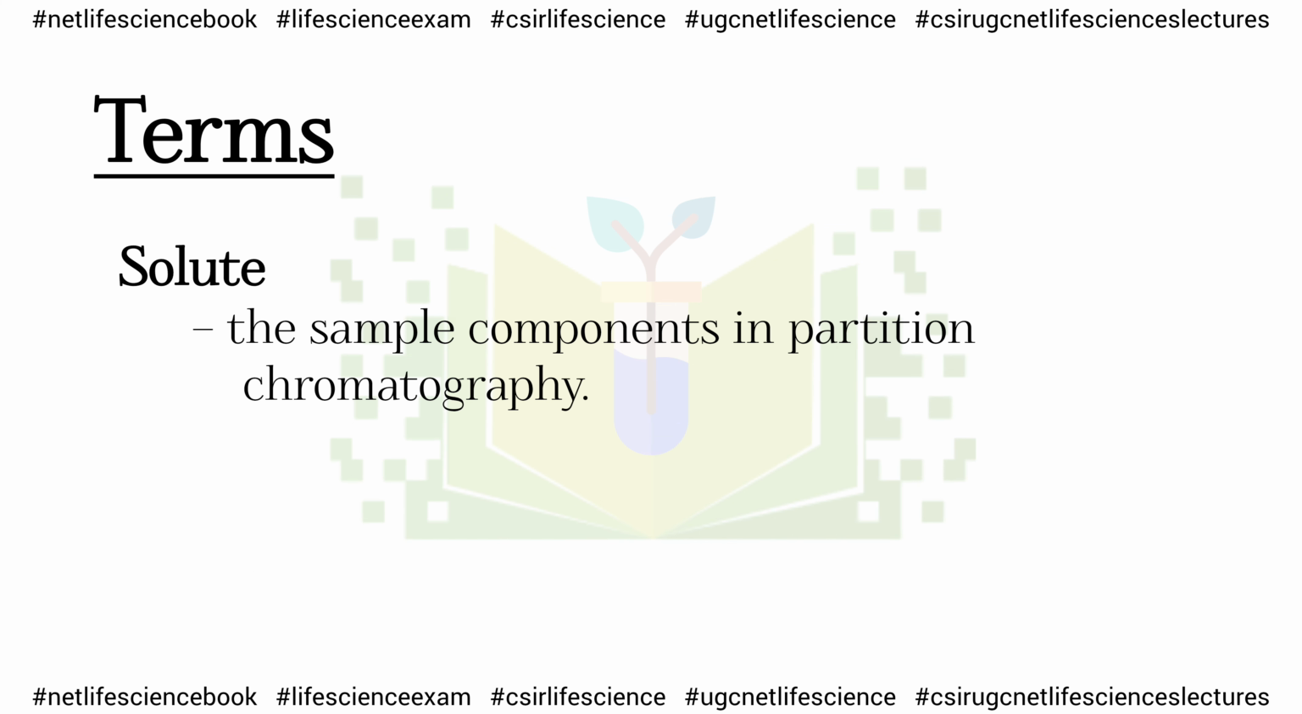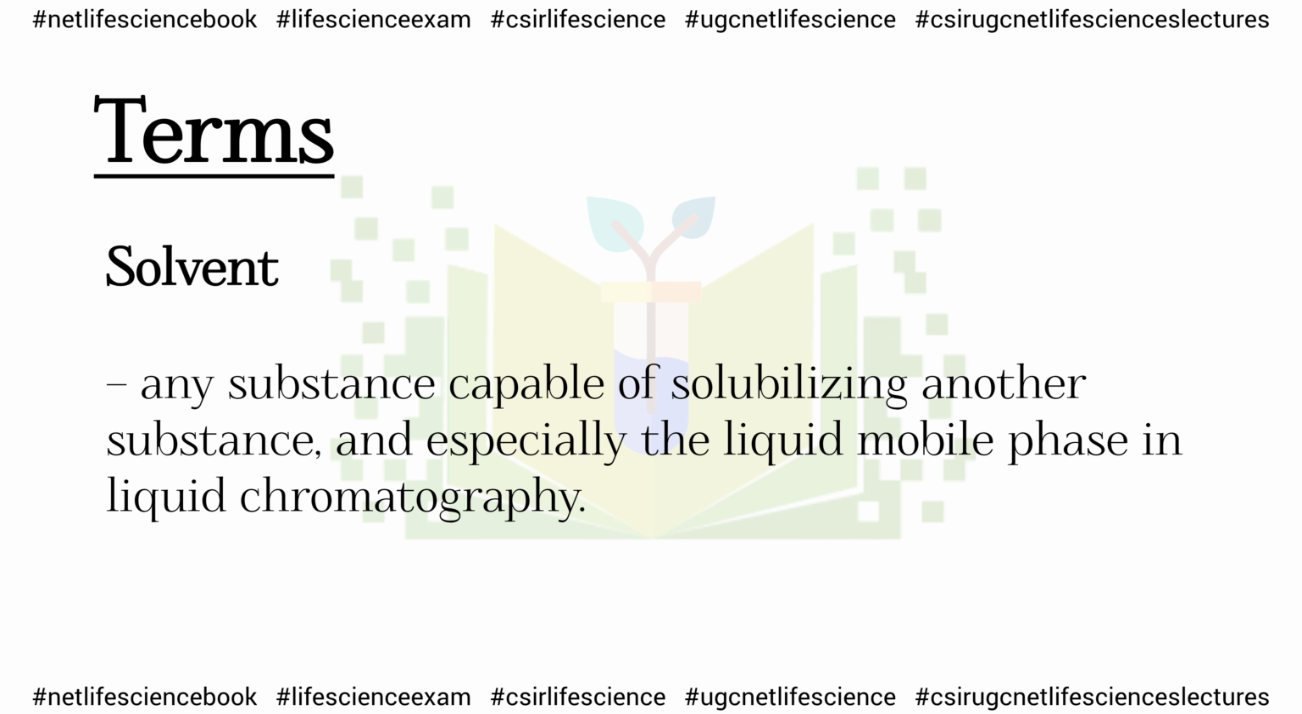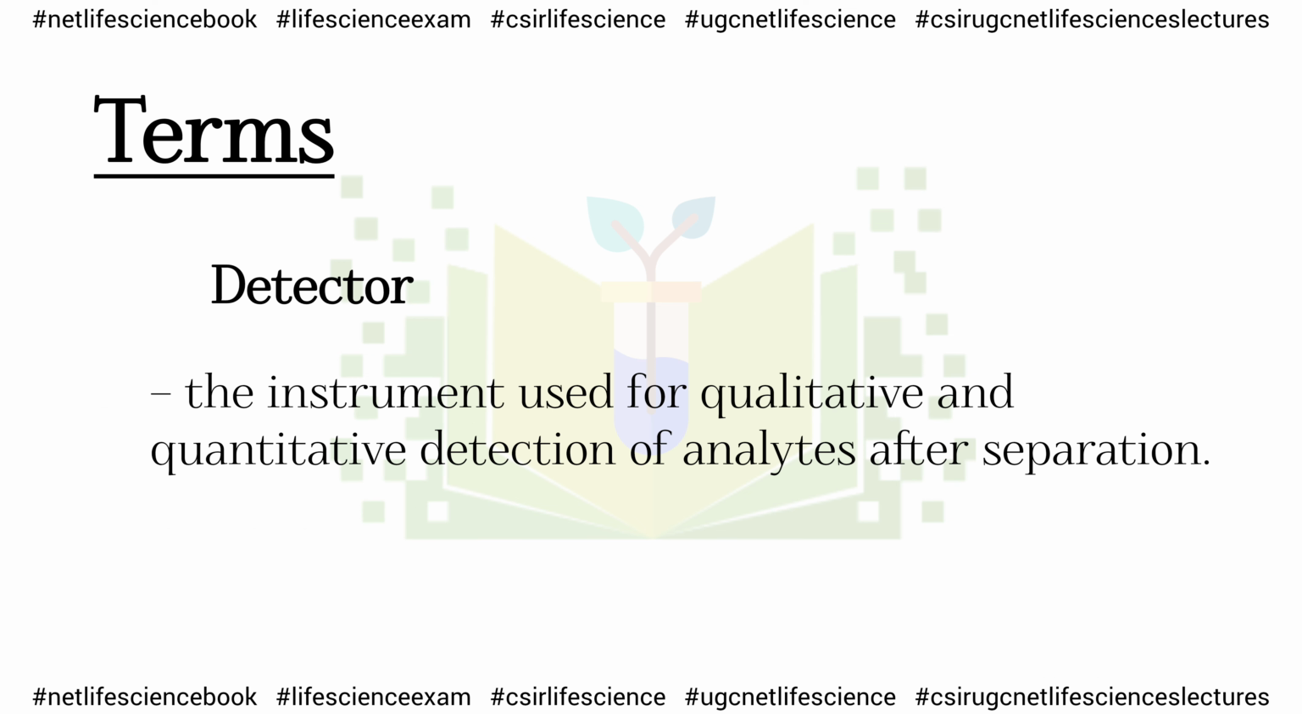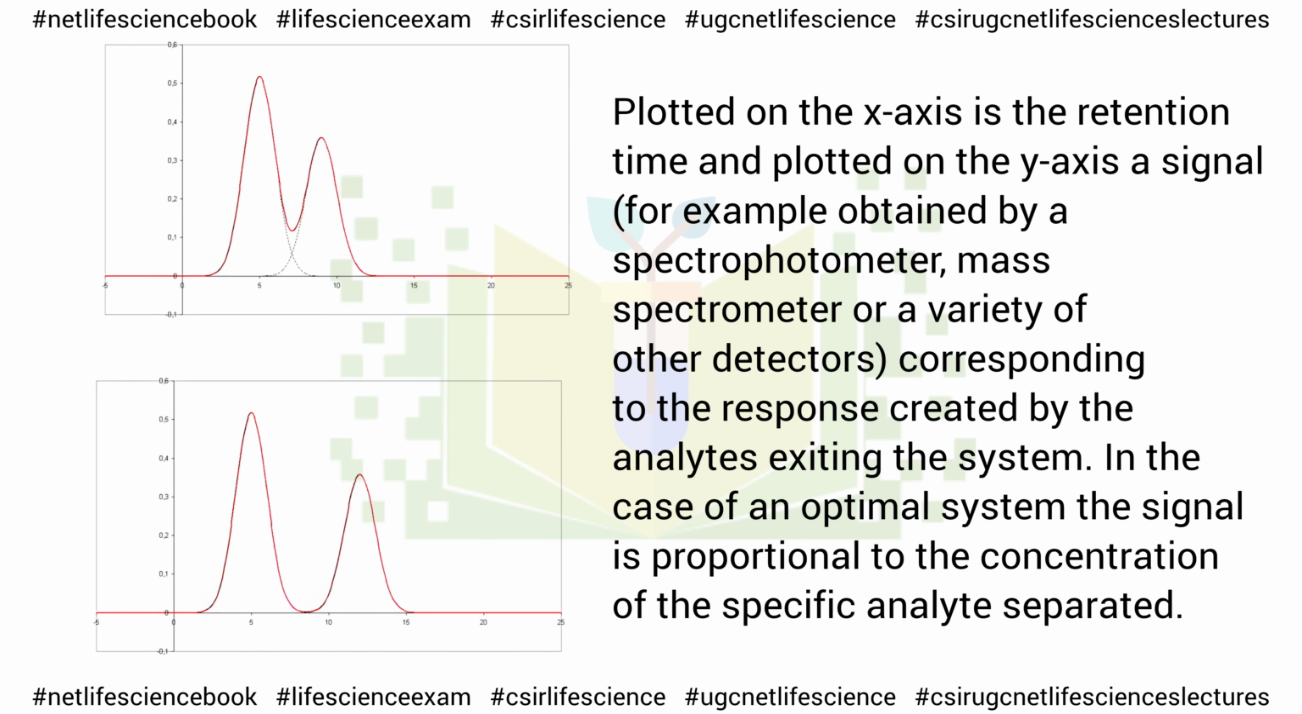Solute. The sample components in partition chromatography. Solvent. Any substance capable of solubilizing another substance, and especially the liquid mobile phase in liquid chromatography. Stationary phase. The substance fixed in place for the chromatography procedure. Examples include the silica layer in thin layer chromatography. Detector. The instrument used for qualitative and quantitative detection of analytes after separation. Plotted on the x-axis is the retention time and plotted on the y-axis a signal corresponding to the response created by the analytes exiting the system. In the case of an optimal system, the signal is proportional to the concentration of the specific analyte separated.